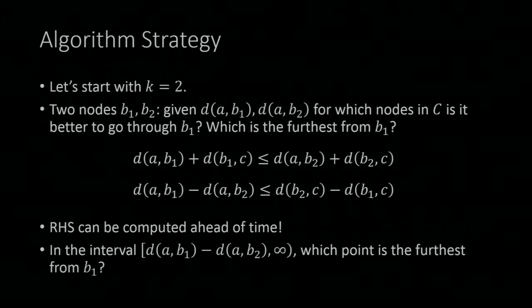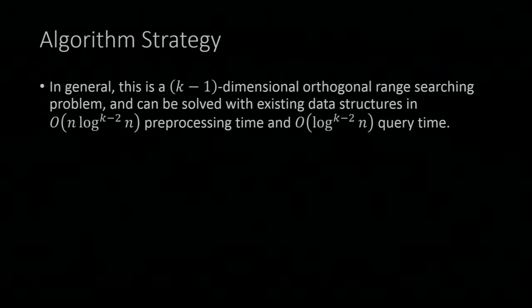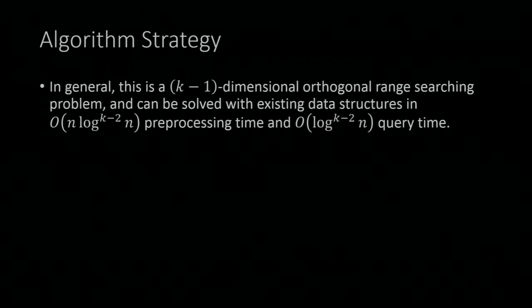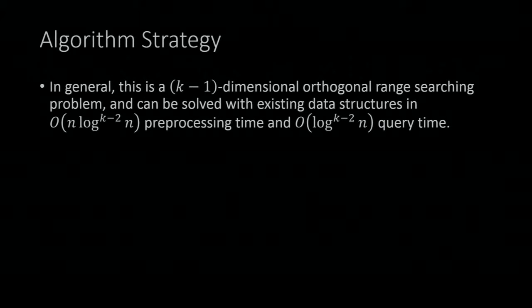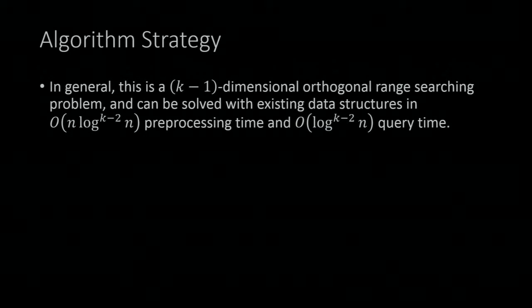But in general, when we have a larger k, we will have k minus 1 coordinates, and it becomes the k minus 1 dimensional orthogonal range searching problem. So you're essentially given the k minus 1 dimensional analog of an axis aligned rectangle, and you want to know what's the biggest point inside of this hyper rectangle. And existing data structures can solve it in n log^(k-2) n, so one log faster than you would expect, and log^(k-2) n query time. But we want to make n queries because we want to query every point in A.